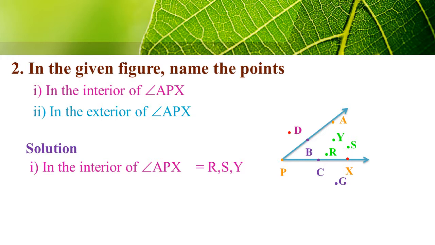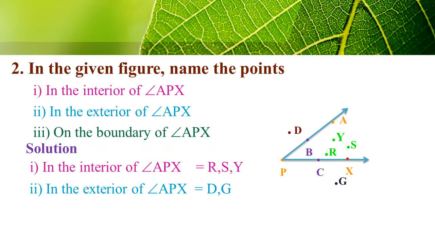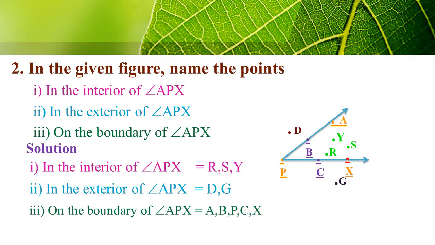Then second one, in the exterior of angle APX. Exterior means that's outside of the arms, isn't it? Yes. Right. Now, in the exterior of angle APX equal to D and G. Then on the boundary of angle APX, look at this one. Yes. On the boundary of angle APX equal to A, B, P, C, X.